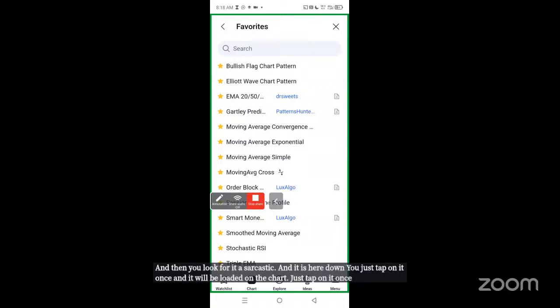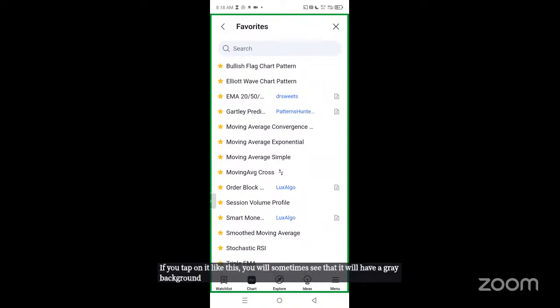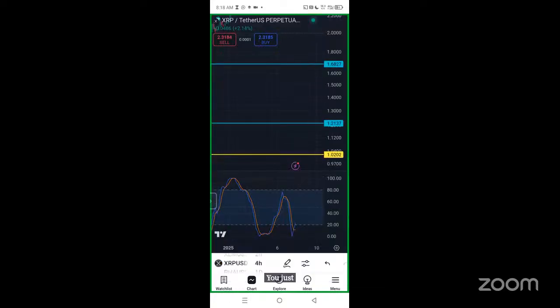In the process of tapping it, to ascertain that it has been loaded on the chart already, if you tap on it like this, you will sometimes see that it will have some grayish background color. You just tap on air. So it will be added like this.